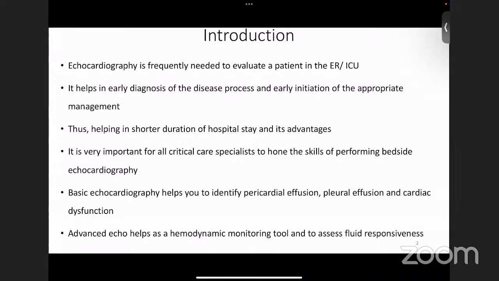With basic echocardiography, you can identify pericardial effusion, pleural effusion, cardiac dysfunction, and many valvular diseases. And if you apply advanced echocardiography, it also helps as a hemodynamic monitoring tool to assess fluid responsiveness.